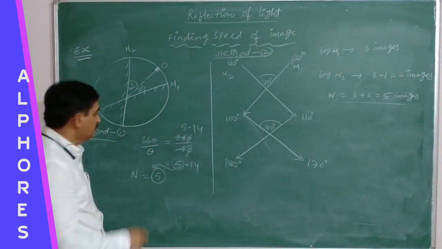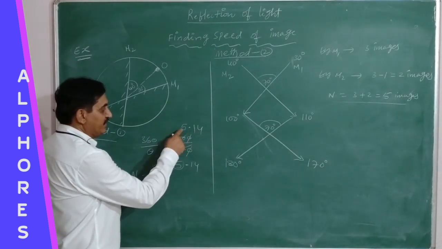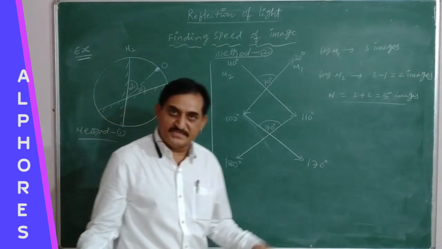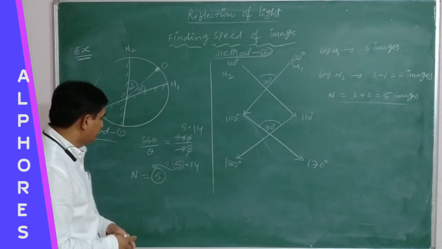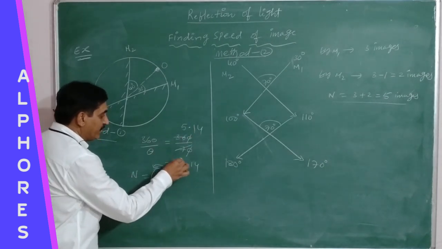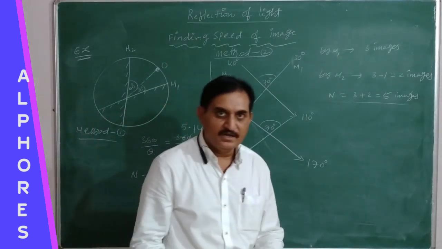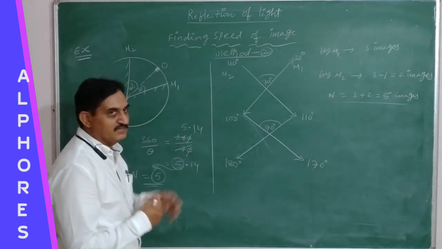Method 1: we have 360 by theta, which gives the fraction value 5.14. According to the basic rule that we have, the number of images formed will be the integral part of the fraction, that is, 5 images are formed. This is method 1. And method 2 is the logical way.